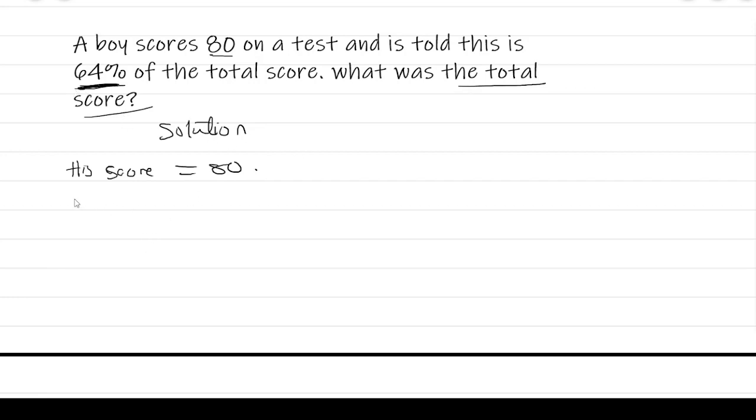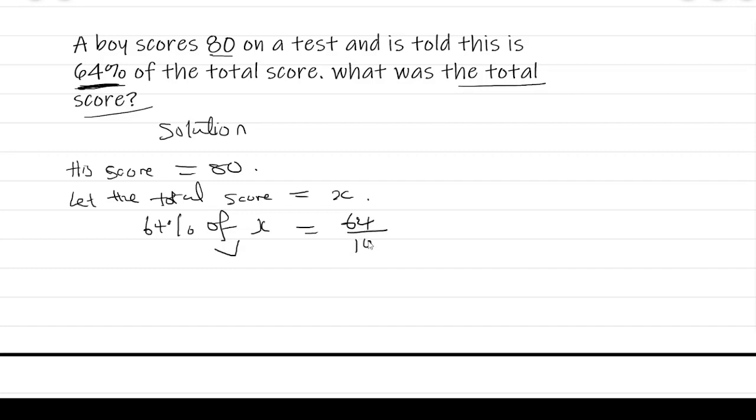Here is how. We don't know the total mark yet, so we are going to assume, we will say let the total score be x. So let it be x. Now, let's find 64% of x. We just translate the "of" to multiplication, and this would become 64 over 100, which is 64% times x, or we may write it as 64x over 100.